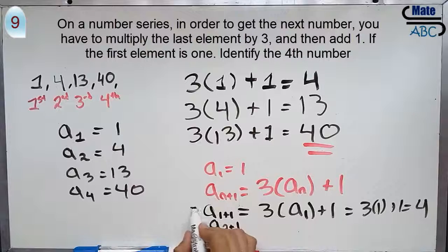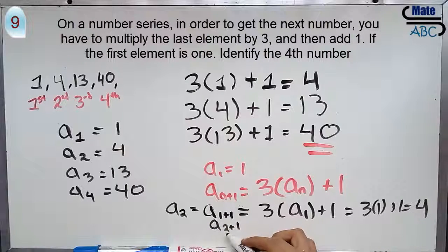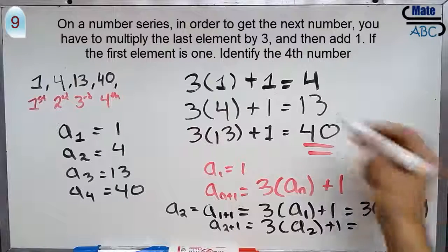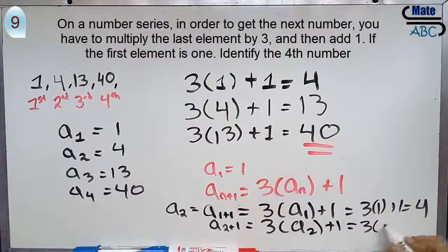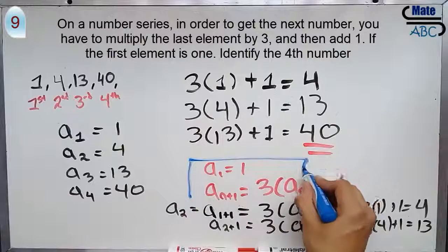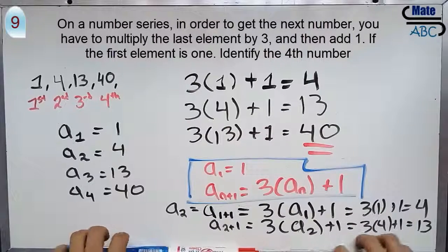So the following number will be A sub 2 plus 1. And this is A sub 2. But so the following number, A sub 2 plus 1 equals 3 A sub 2 plus 1. And this is 3 times 4 plus 1. And this is 13. So the general rule will be this, as you can see. And the answer to the question is 40.